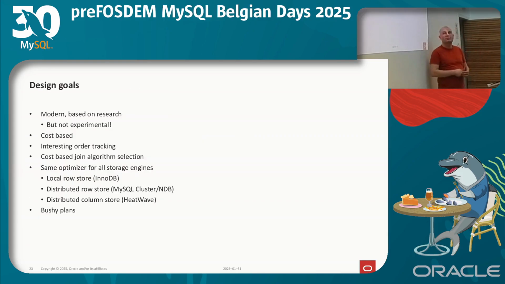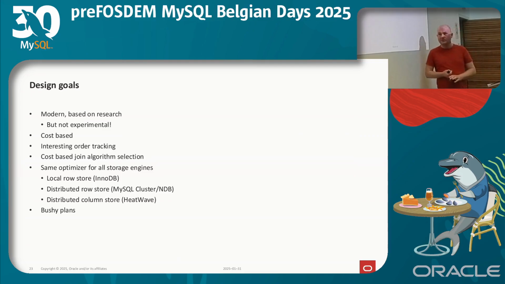We have some design goals for the new system. We want something modern based on recent research, but not cutting edge experimental stuff. We need something we can rely on, that is proven. It has to be more cost-based than the old one. We definitely need interesting order tracking. Every optimizer today should have something like that. Good cost-based join algorithm selection, that's also extendable to, let's say, merge join or something in the future.